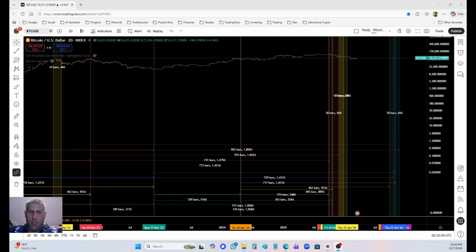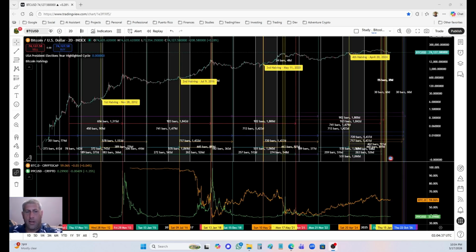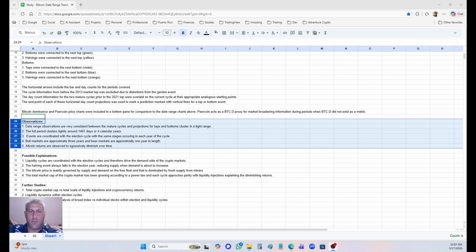Overlaying the election cycle and halvings on the zoomed out chart, we can see that the halvings always fall within the election year, and that this coincides with the liquidity cycle breakouts as discussed in a previous study. Given the information that we just covered, we can make the following observations.